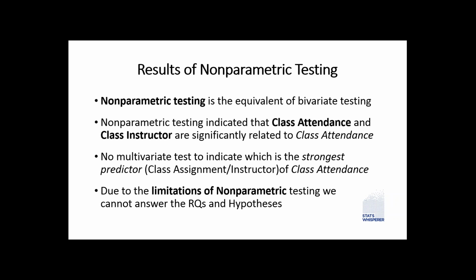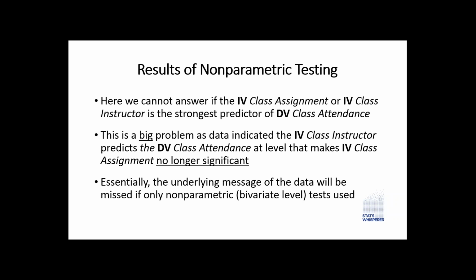But we can't see which is the strongest predictor. Now recall, that's our research question: what's the strongest predictor of class attendance? We can't see that. There's no multivariate test, as we said, where we could put both independent variables in a regression model and see which is the stronger predictor of the dependent variable class attendance. So this is the limitation of non-parametric tests. We can't answer the research question and hypothesis, so we can't see the strongest predictor.